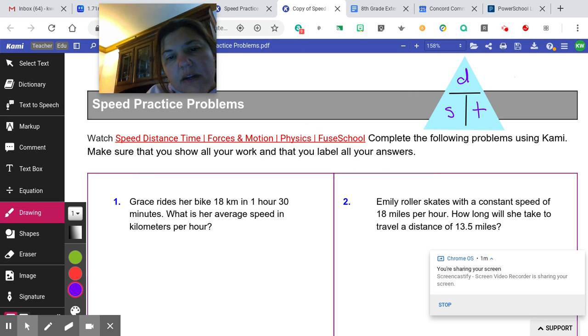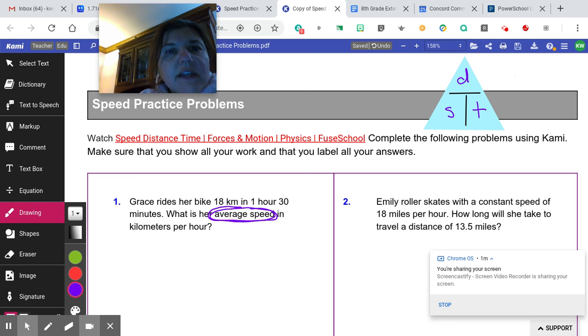So I'm going to go ahead and circle average speed because that's what we're going to be solving for. And my suggestion is that you should do the same thing when you're going through answering these questions. Annotate your problems. It really helps.